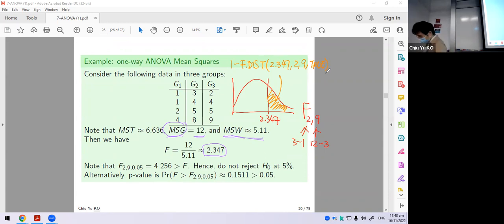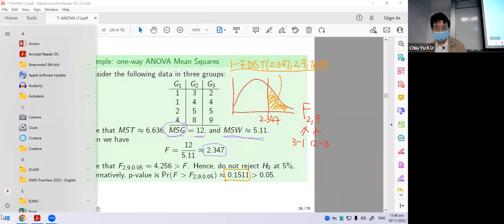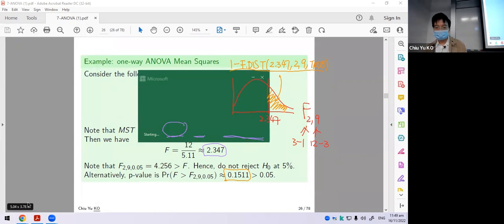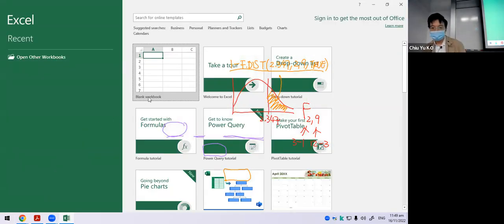So that is the p-value, right? And then let's try in Excel. Actually, we'll give you this 0.155. Okay, let's actually go to Excel and show you the p-value actually is more than 15%.